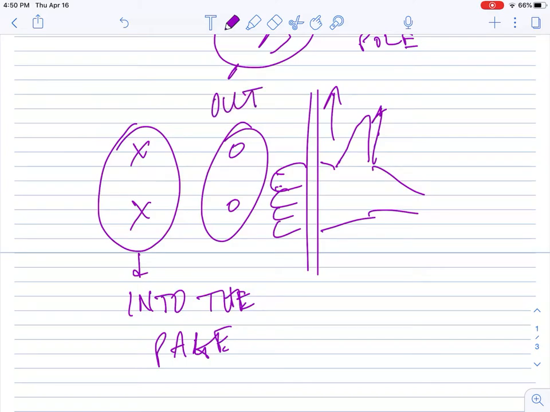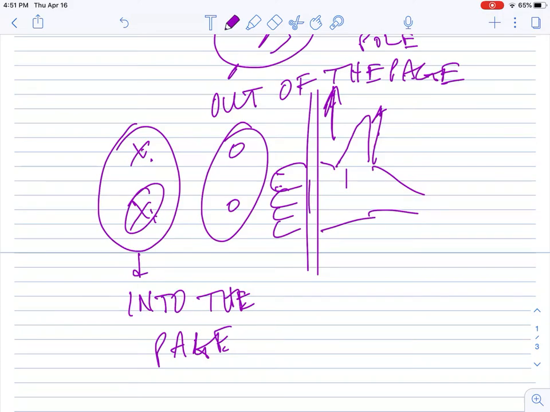Dots or circles indicate that it is coming out of the page. So here's how I always remember this. If you're a pirate and you're looking for buried treasure, X is going to mark the spot. That's where you're going to dig.